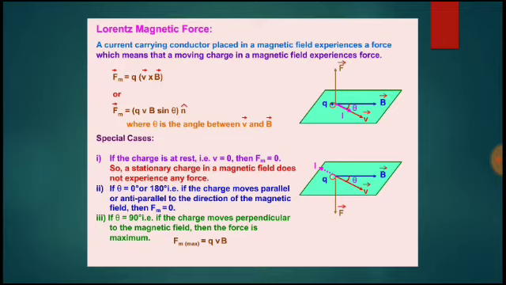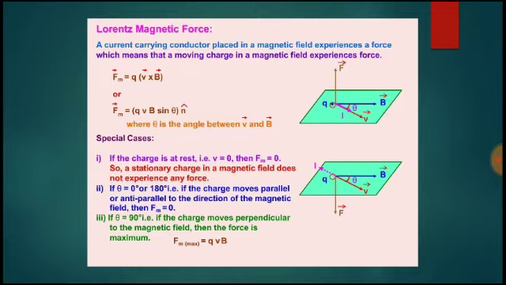Special cases for this one. First one, if the charge is at rest, the velocity will be 0. Then the force will be 0, because if you substitute v equal to 0 in this equation, 0 into anything will be 0. Therefore, there is no force. When the charge is at rest, there is no magnetic Lorentz force. So a stationary charge in a magnetic field does not experience any force.